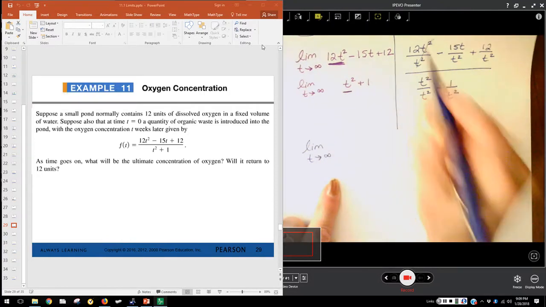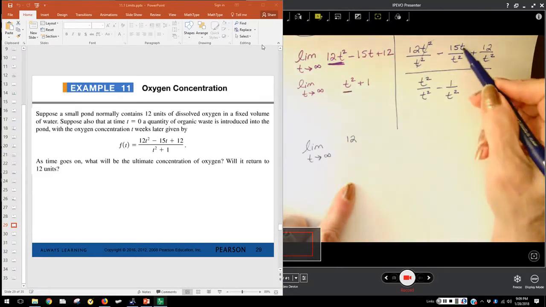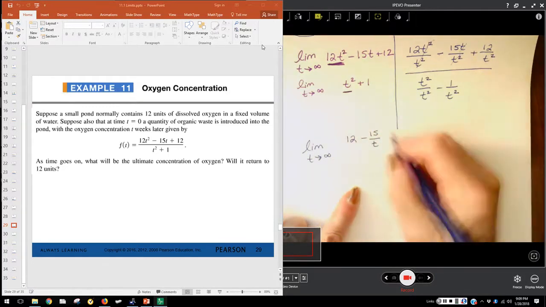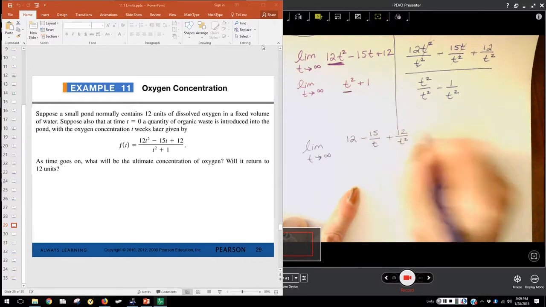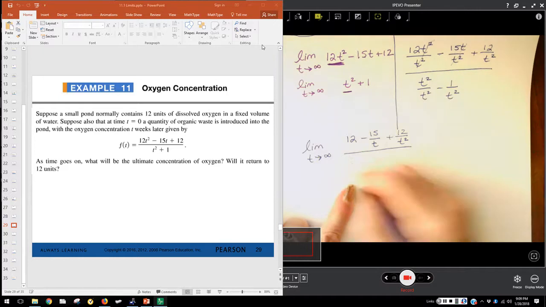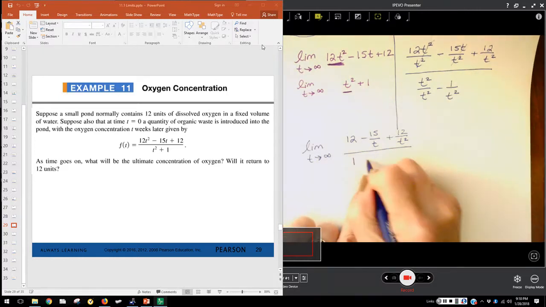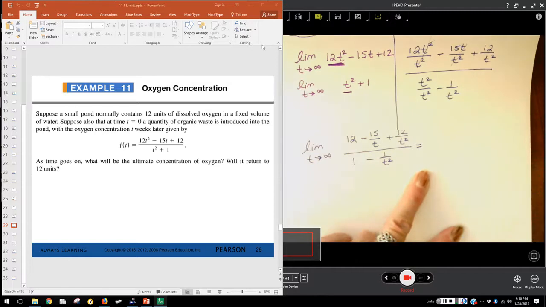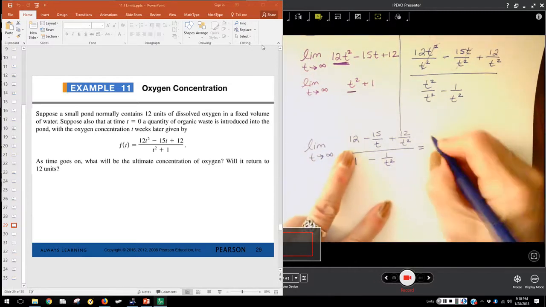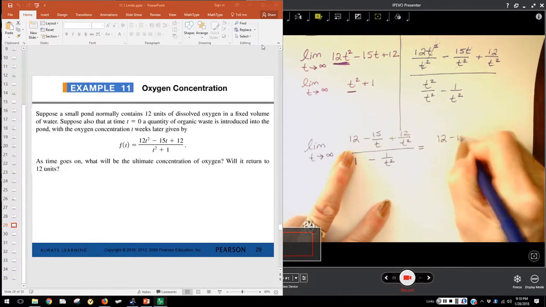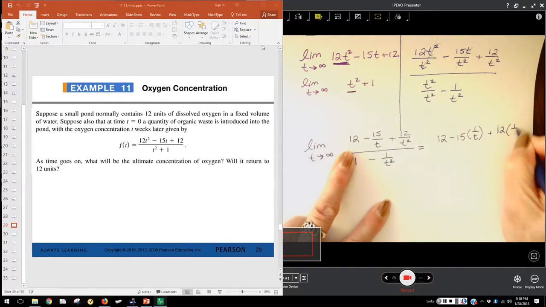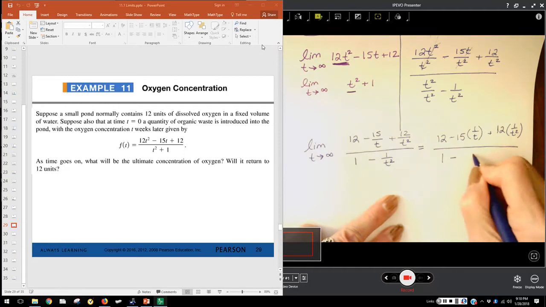T squared actually cancels out here. So that's going to leave us with just 12. T is going to take away one of the t's in the bottom, so that's going to be minus 15 over t. And then that's going to be 12 over t squared. And then t squared over t squared is 1. And 1 over t squared is, of course, still 1 over t squared. It's going to seem like I'm trying to be obtusely obvious here, but I have a reason for this. This function simplifies also to 12 minus the number 15 times 1 over t plus 12 times 1 over t squared over 1 minus 1 over t squared.